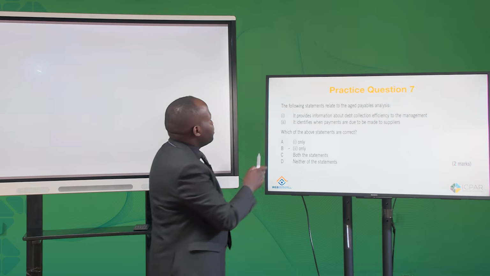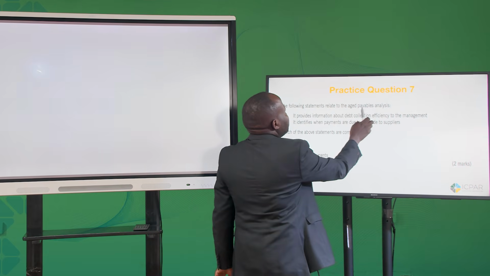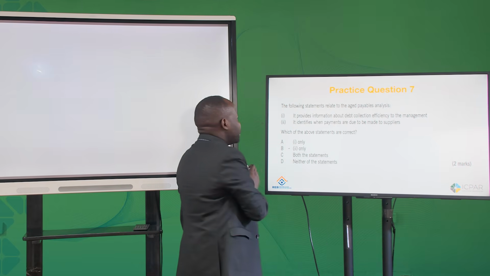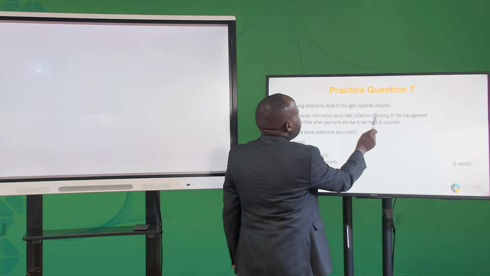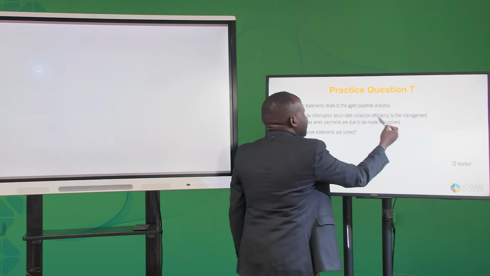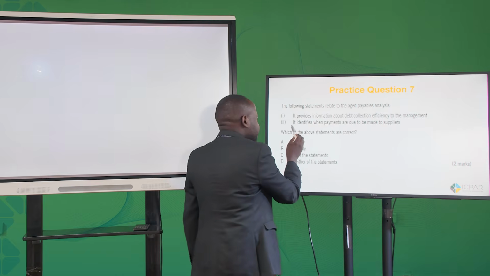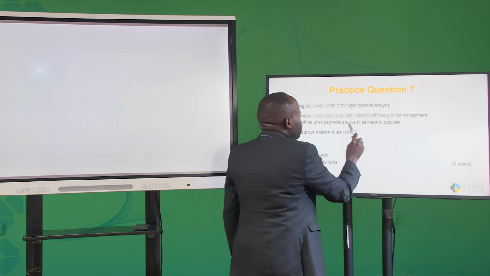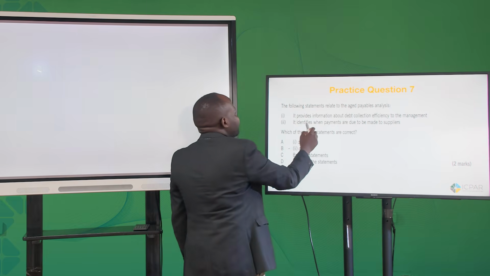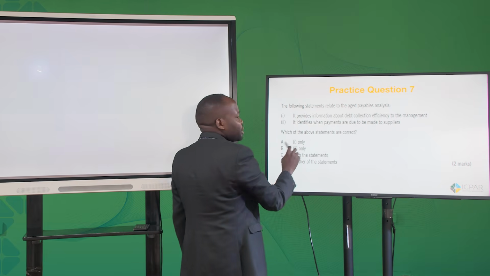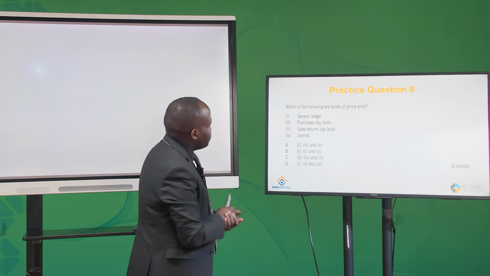The next question, the following statements relate to the aged payables analysis. It provides information about debt collection efficiency. No, aged analysis does not provide information on efficiency. It identifies when payments are due to be made to suppliers. Yes, it helps identify when payments are due. So the correct answer is that.